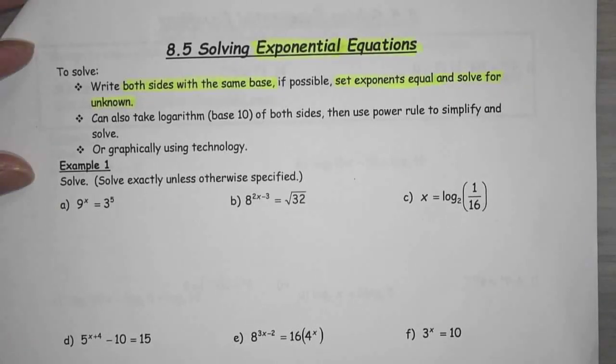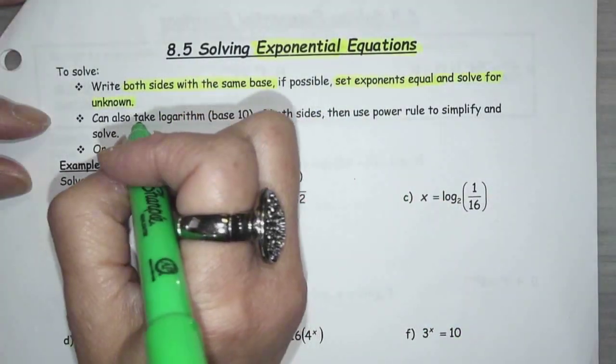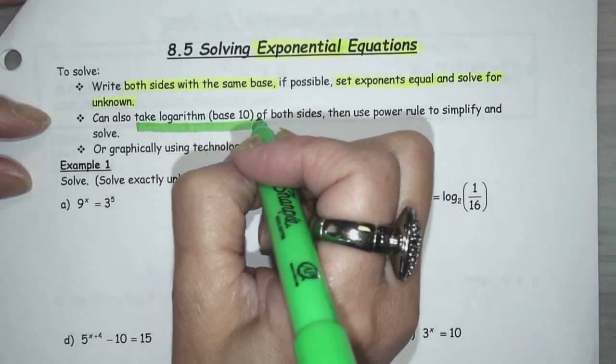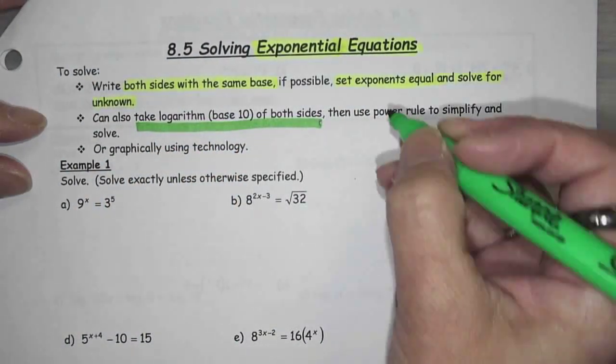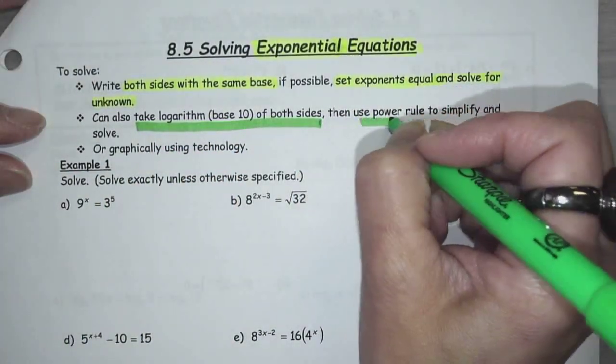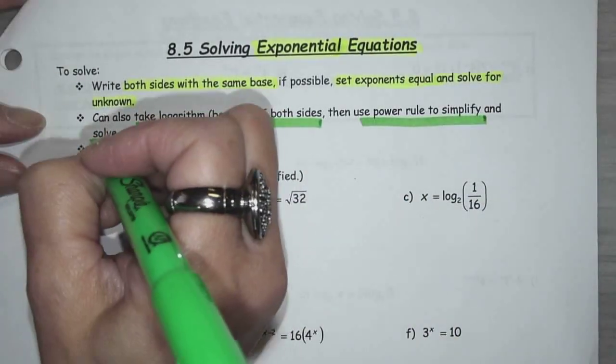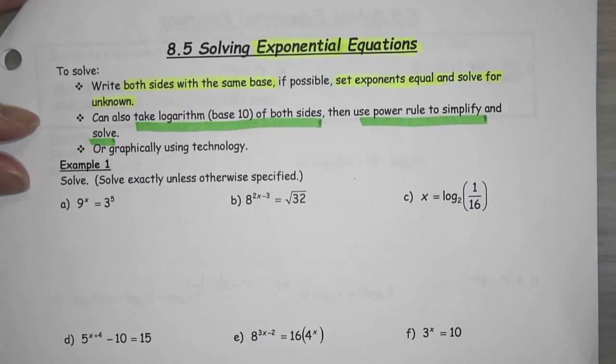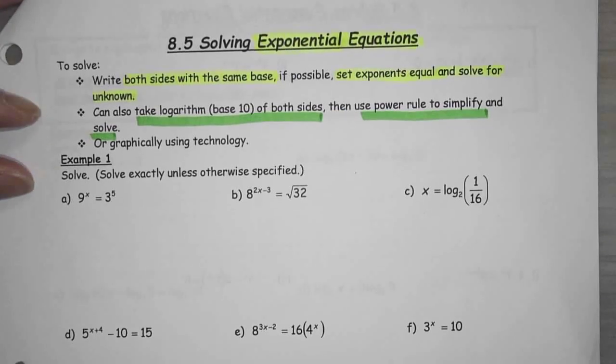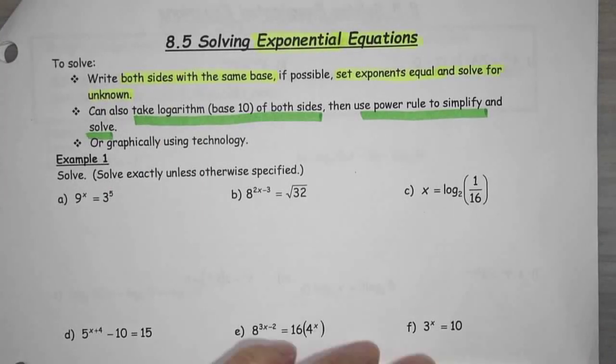The second strategy, if that is not possible, is you would take the log of both sides, then use the power rule to simplify, and then solve. Okay, so you would log both sides. So when I say log both sides, let me go over a couple things here. So the first strategy is this one.